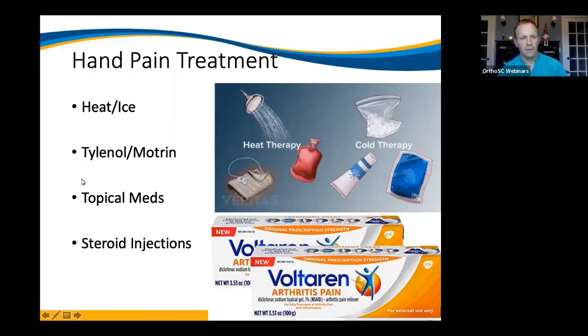And then the topical medicines. So this Voltaren gel is available over the counter now. You no longer need a prescription for it. Other things, people like Salonpas, Aspercreme, some of the CBD products have been helpful for patients. And then steroid injections for arthritis, tendonitis, carpal tunnel syndrome. Yeah, they can be very effective for treatment for that.